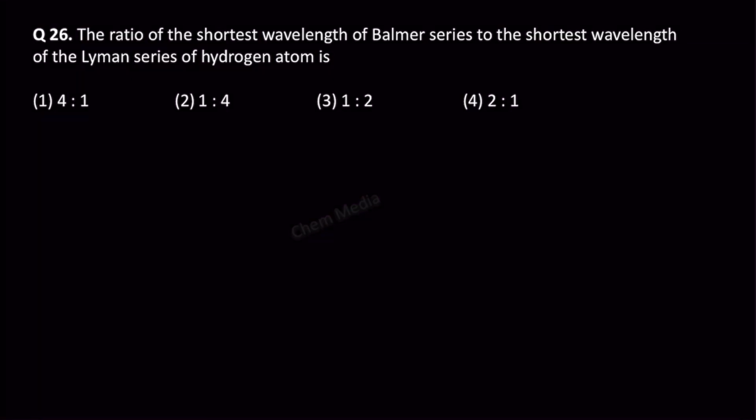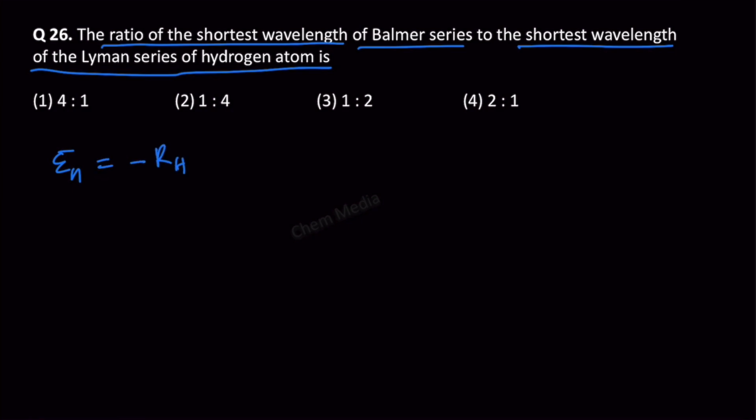Hello everyone, here is a tricky question based on Bohr's atomic model. What is the ratio of the shortest wavelength of Balmer series to the shortest wavelength of Lyman series of hydrogen atoms?